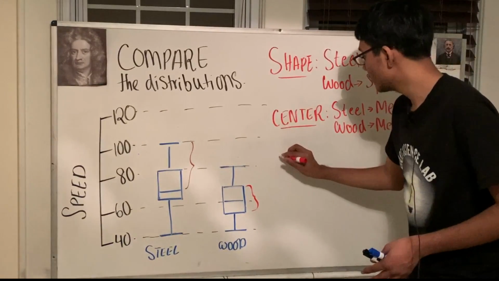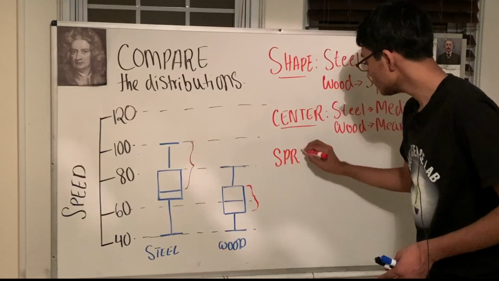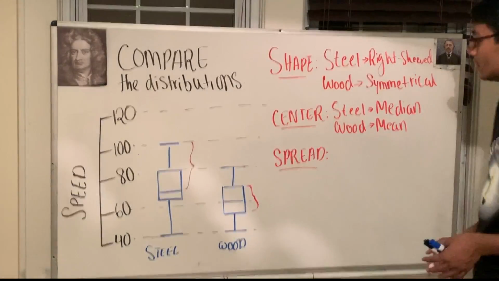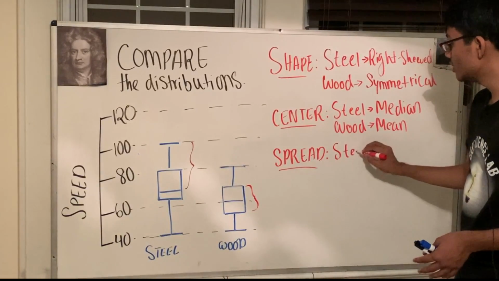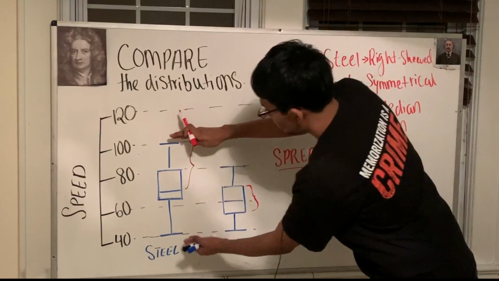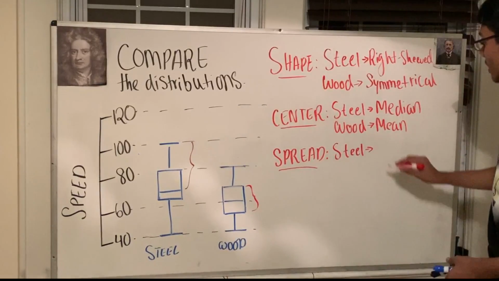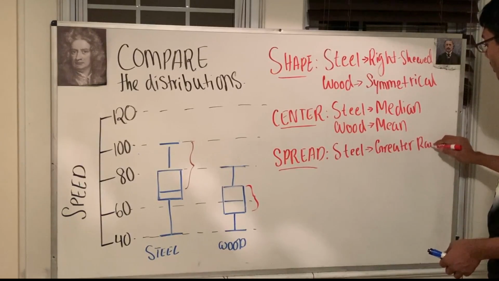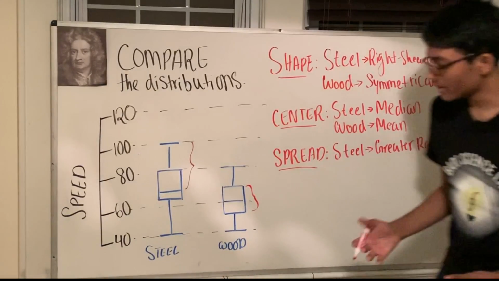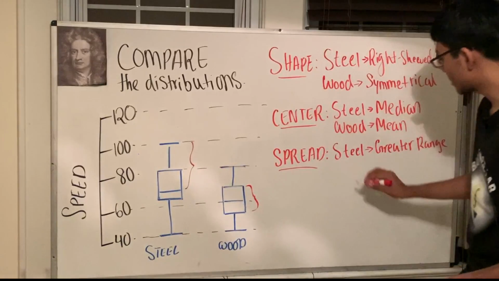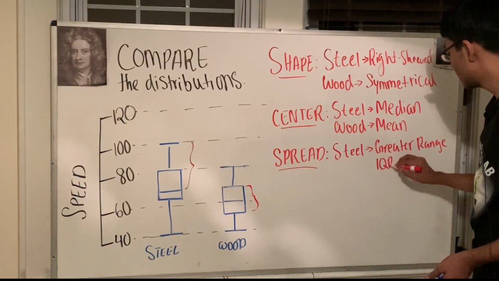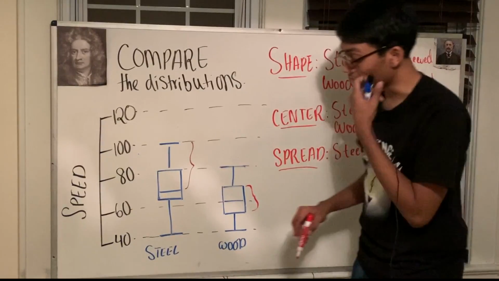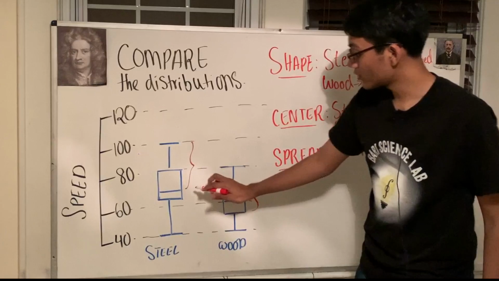How about spread? Can we say anything about spread? Well, definitely we can say that the steel roller coasters have a wider range overall. Check out this huge range compared to this smaller wooden range. So they have a greater range than the wooden roller coasters. But also notice that their IQRs are approximately the same. But there is one thing we should know.